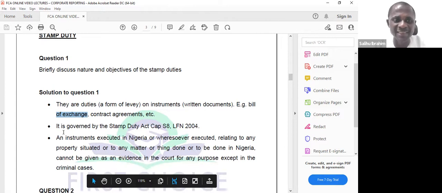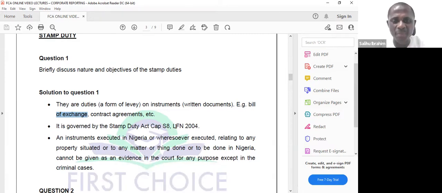So stamp duty is governed by the Stamp Duty Act, CAP S8, 2004, as amended by the Finance Act 2019. Please, I'm supposed to include that here, so don't just stop here. Stamp duty is governed by the Stamp Duty Act, CAP S8, 2004, as amended by the Finance Act 2019. So we've seen the meaning of stamp duty. We've seen the enabling act with respect to stamp duty.